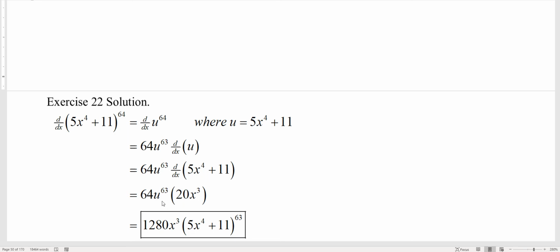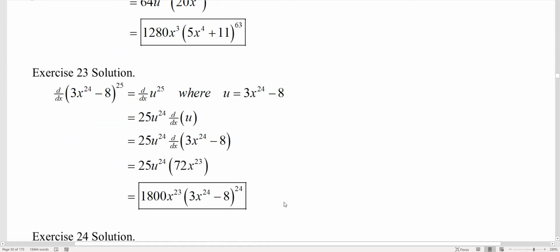Okay, so anyway, this is multiplying these two things. The u to the 63rd is the 5x to the 4th plus 11 to the 63rd. And 64 times 20 is 1,280, and then the x cubed is there. So there's the answer right there.